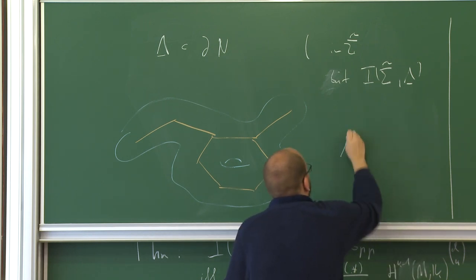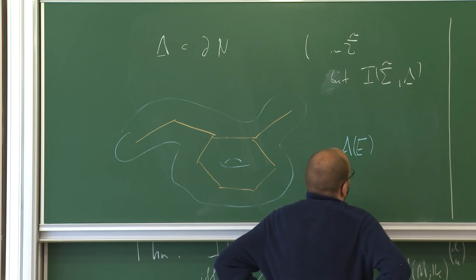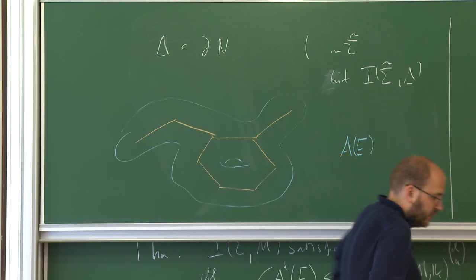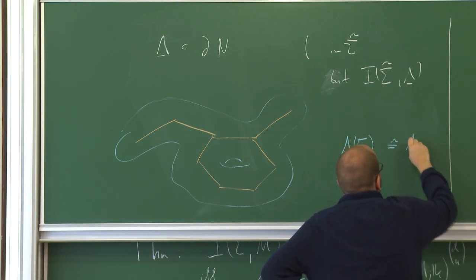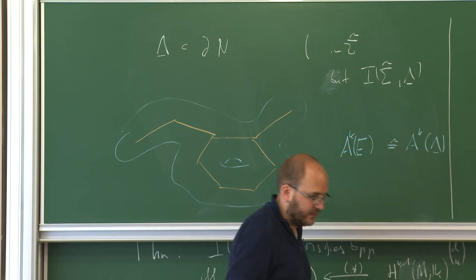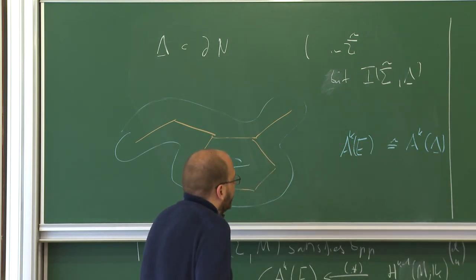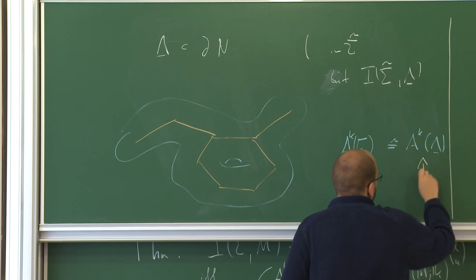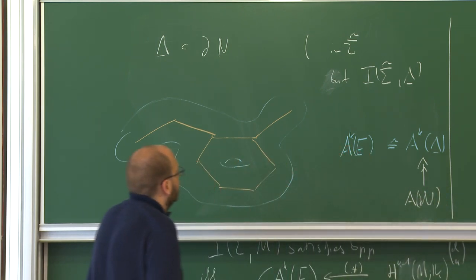Well, I wanted that A of E, the quotient of the face ring of sigma corresponding to E, was actually isomorphic to A of delta. At least I need this in degree k. But in general, at this stage, I only have a surjection, right? I have a larger complex. So I can only say that I have a surjection from this larger manifold to delta.